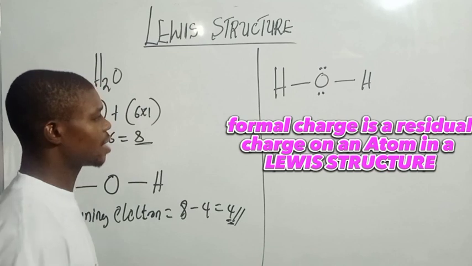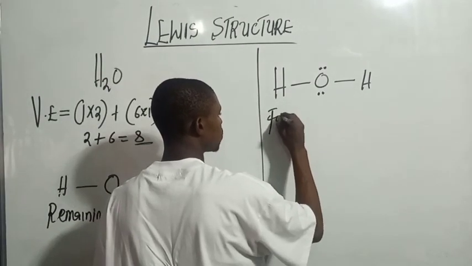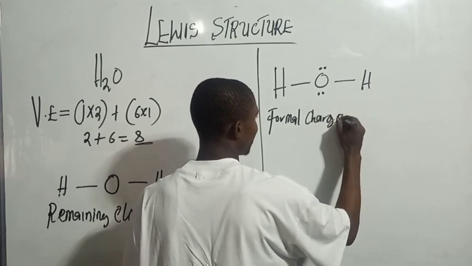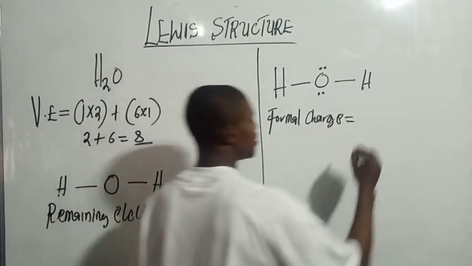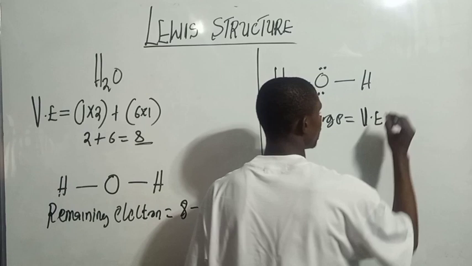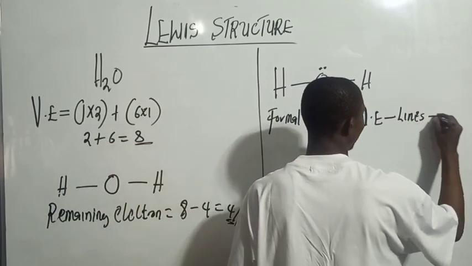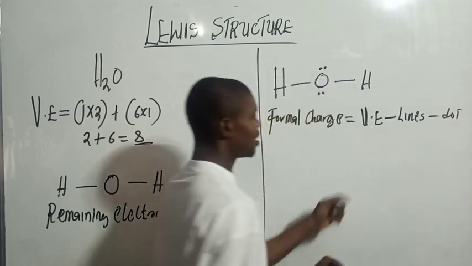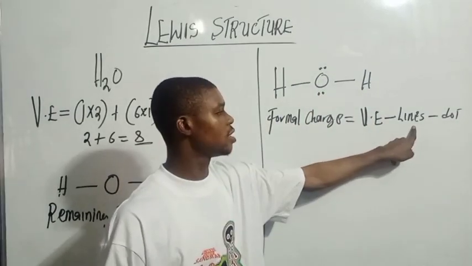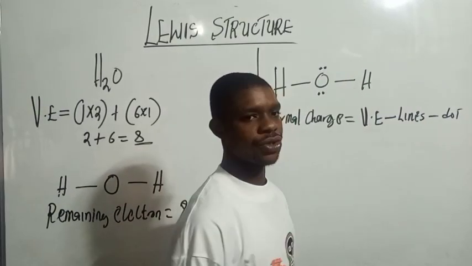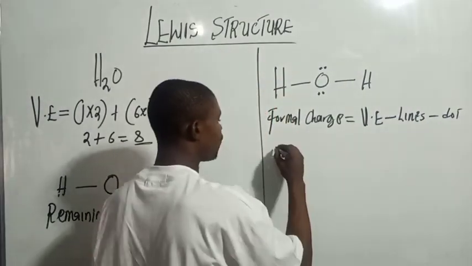And to calculate formal charge is very easy. Formal charge equals the valence electrons of the element minus lines minus dots. Are you there? The lines mean the bonds. The dots mean electrons. Do you get that?